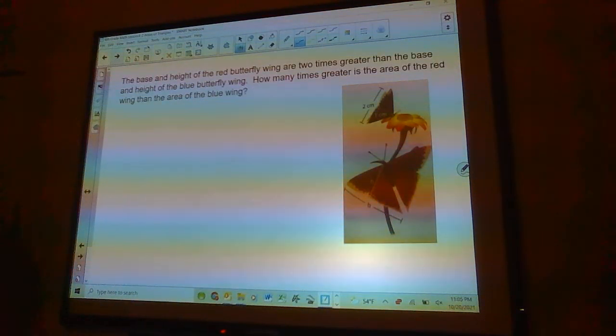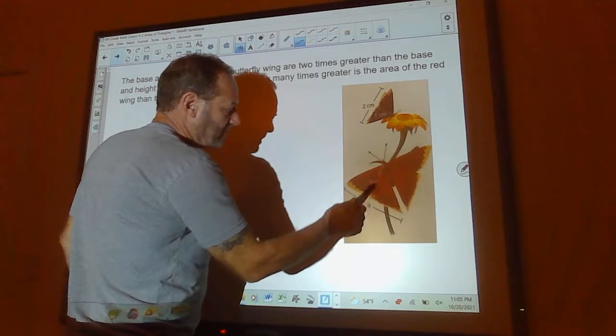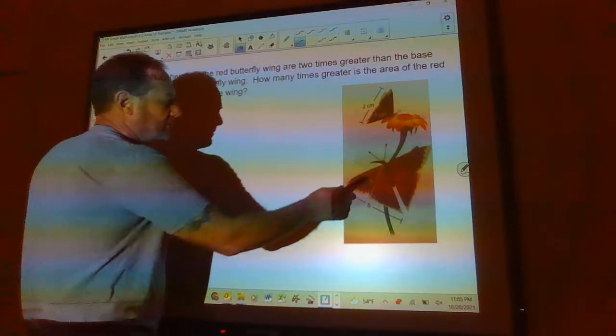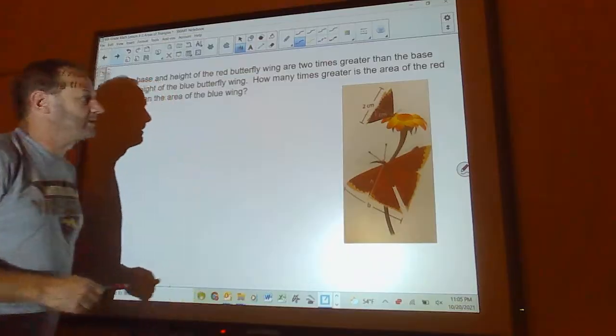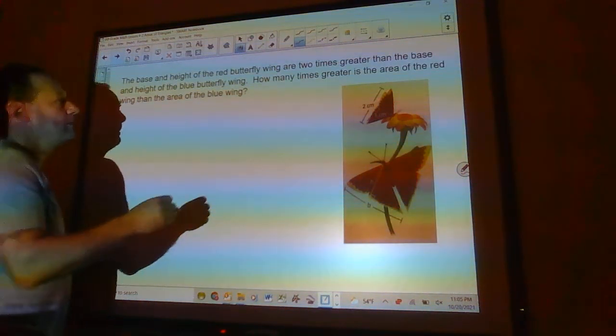Okay, this is an interesting problem. It says the base and height of the red butterfly wing are 2 times greater than the base and height of a blue butterfly wing. So if you look over here, here's my red butterfly. Here's H, the height, here's B, the base. All I know is that these are both twice as big as these up here. Here's my blue butterfly. They tell me that the base of my blue butterfly wing is 2 centimeters and the height is 1 centimeter. So how many times greater is the area of the red wing than the area of the blue wing?